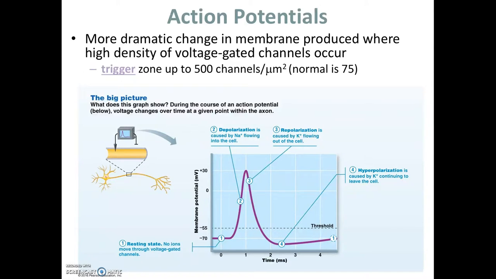Repolarization is caused by potassium flowing out of the cell through voltage-gated potassium channels. We have a slight period of hyperpolarization where the potassium continues to leave the cell before we return to our resting state with our resting membrane potential.